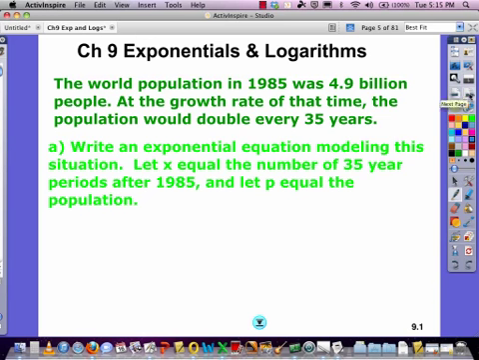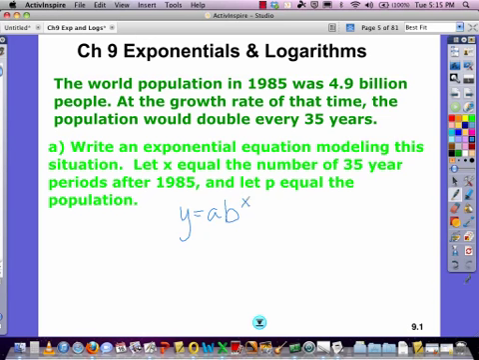With that, let's do a real world example and I think we'll be finished. The world population in the year 1985 was 4.9 billion people. At the growth rate of that time, the population would double every 35 years. So right there, they're telling you everything you need. But we're going to start off again with, remember, our equation needs to be y equals ab to the x. That's the form we're looking for.